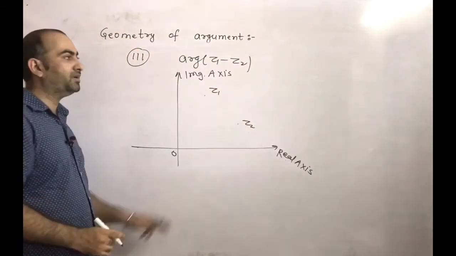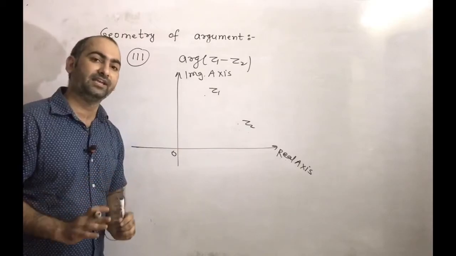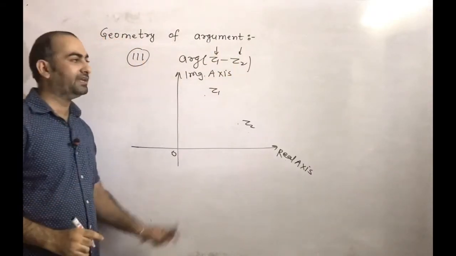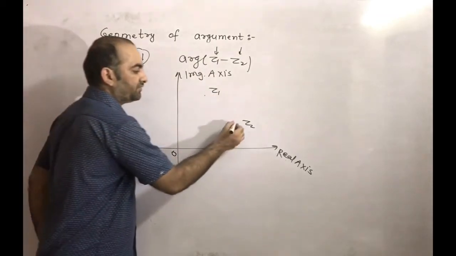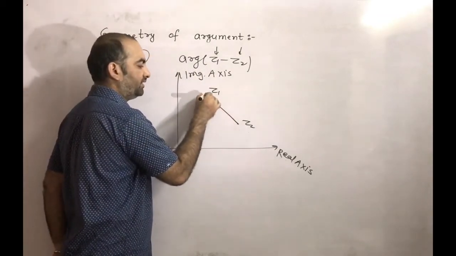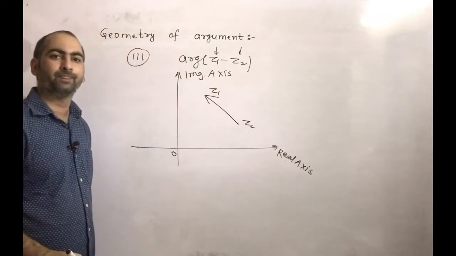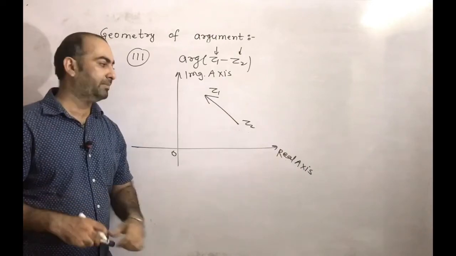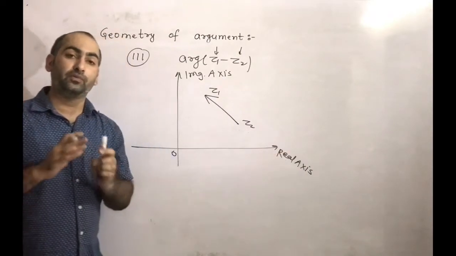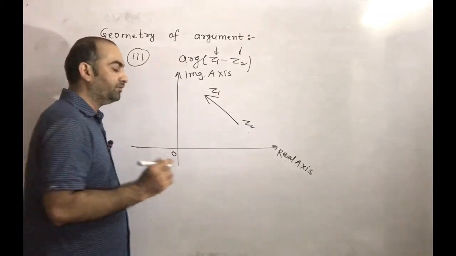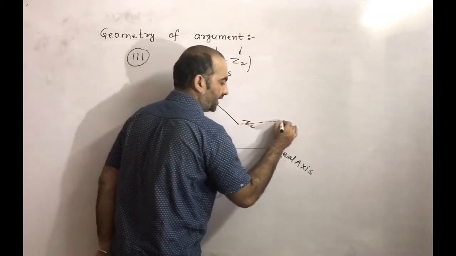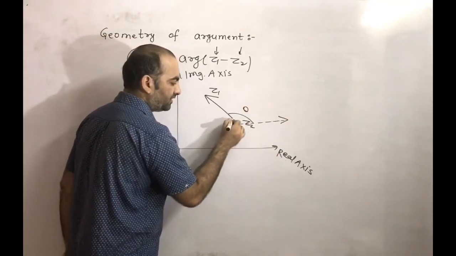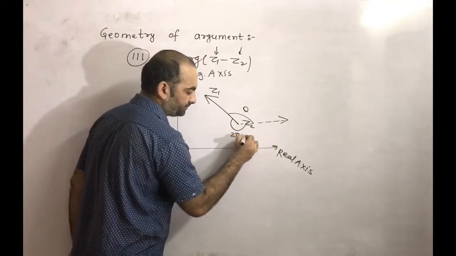Now the argument of z1 minus z2 is a directed line segment. It will start from z2 and end at z1, and the direction is towards z1. Now we have to find out what angle this directed line segment will make with the positive real axis. For measuring the angle, we will draw a line passing through z2 and parallel to the positive real axis. Suppose this angle is theta, then this angle will be 2 pi minus theta.